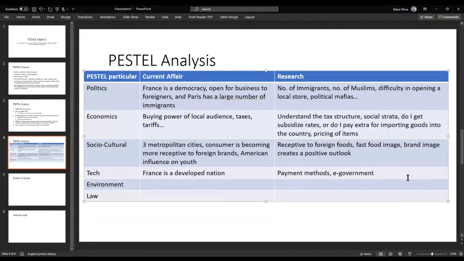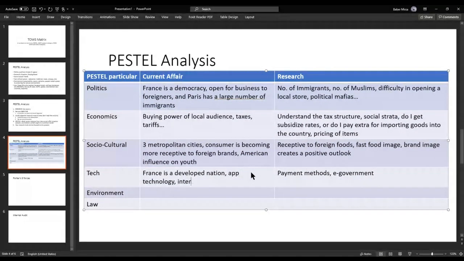So France is a developed nation. What's the payment method? What's the e-government? So what can facilitate my business in a way. Technology is also a way of facilitation of business. I can look into app technology, internet speed. Do I need to set up a website just in case I need to access a different type of customer? So this could be helpful. Environment, this once again could be related to somewhat of the laws.